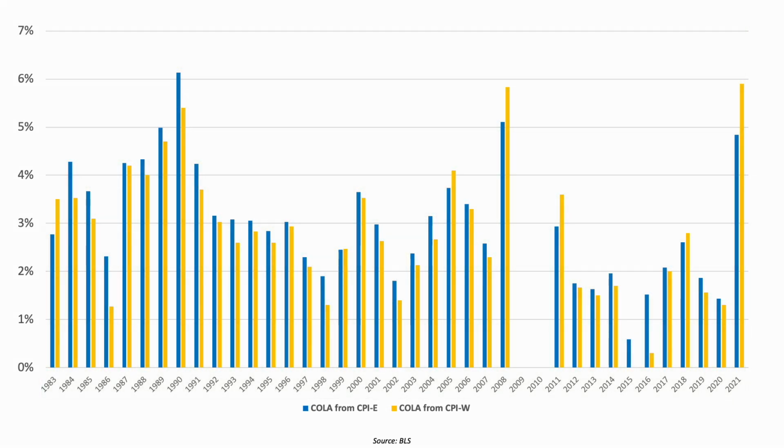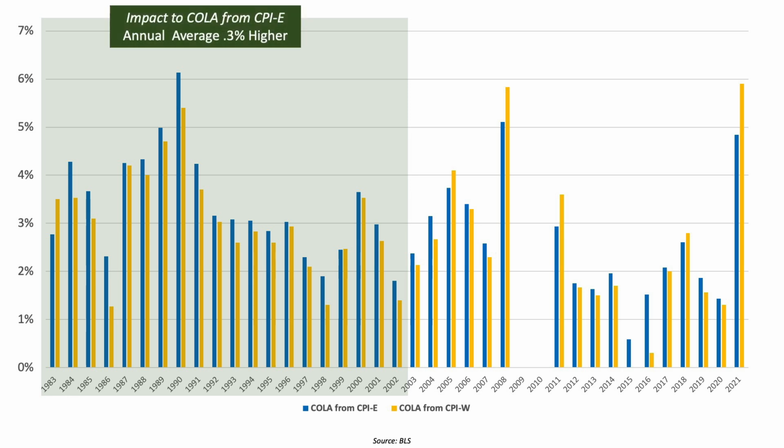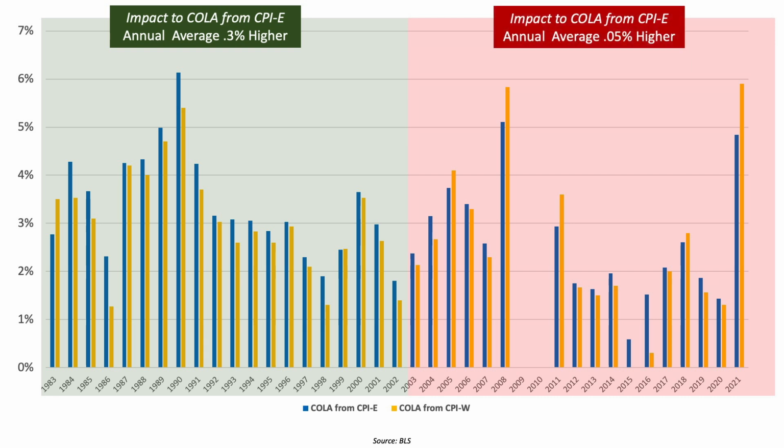But when we zoom in, the results start to look a little different. Over the first 20-year period that we have to compare these two measurement methods, from 1983 through 2002, the CPI-E would have resulted in cost of living increases that were 0.3% higher every year. But since 2002, that's changed. The difference between the two measurement methods has only been 0.05%. Now, much of that difference is due to the 2021 results where the CPI-W was 1.1% higher than the CPI-E. But the gap between these two measurement methods has narrowed.